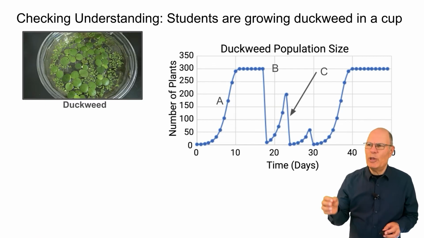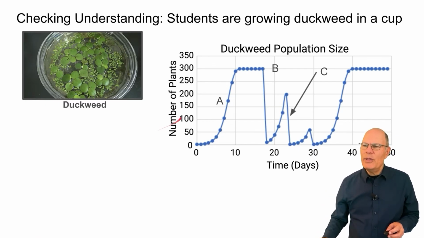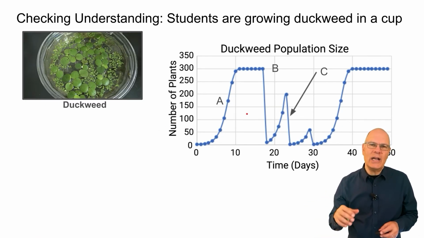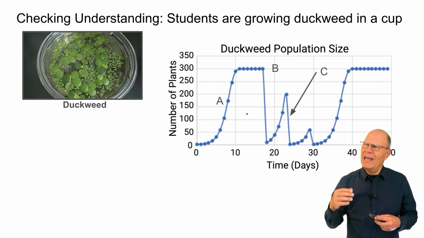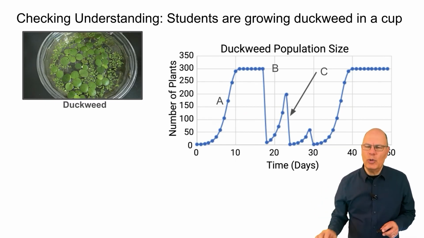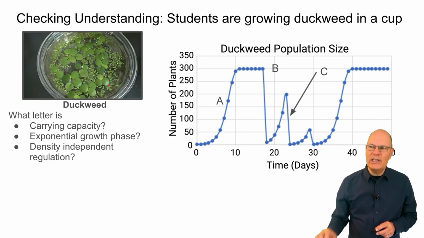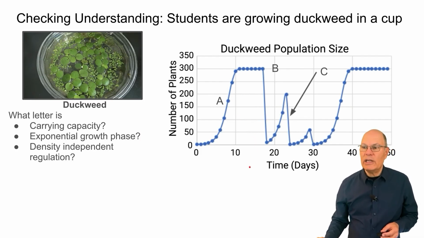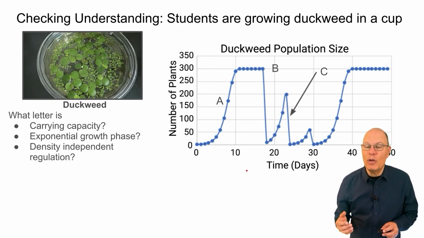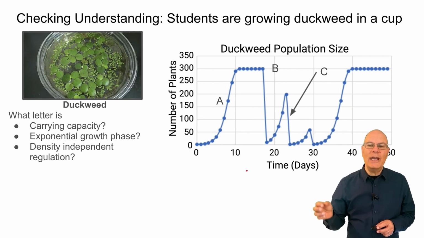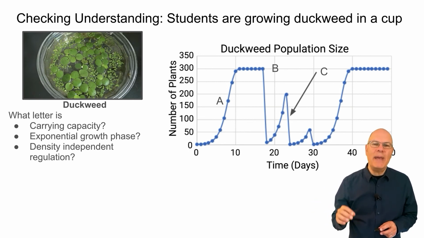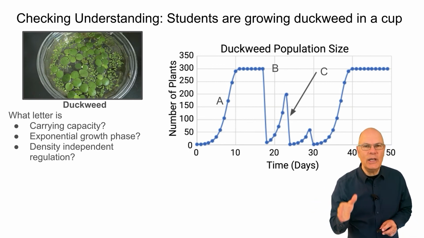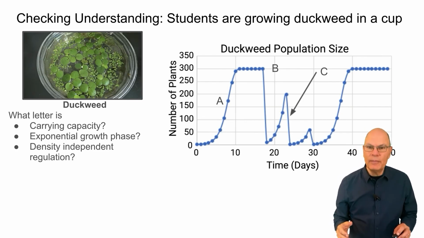So to check your understanding, take a look at this graph, which shows the results of a student experiment where they're growing duckweed in a cup. This graph is from learn-biology.com. It's part of an FRQ, or a multiple choice question. This is what duckweed looks like. And the question is, in this graph, I'd like you to identify carrying capacity, I'd like you to identify the exponential growth phase, and I'd like you to identify where you see density independent regulation. So pause the video, do that, and then see my answer.